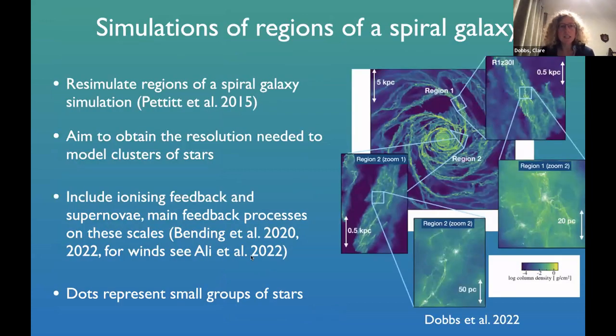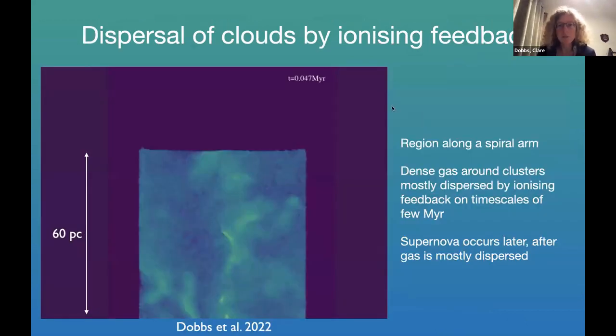So we've been modeling these in simulations. What we've been doing is taking initial conditions from galaxy scale simulations, re-simulating them at much higher resolution to follow the formation of clusters and to follow these ionization and supernova processes. And in these simulations that I show, the dots represent small groups of stars. So here's an example.